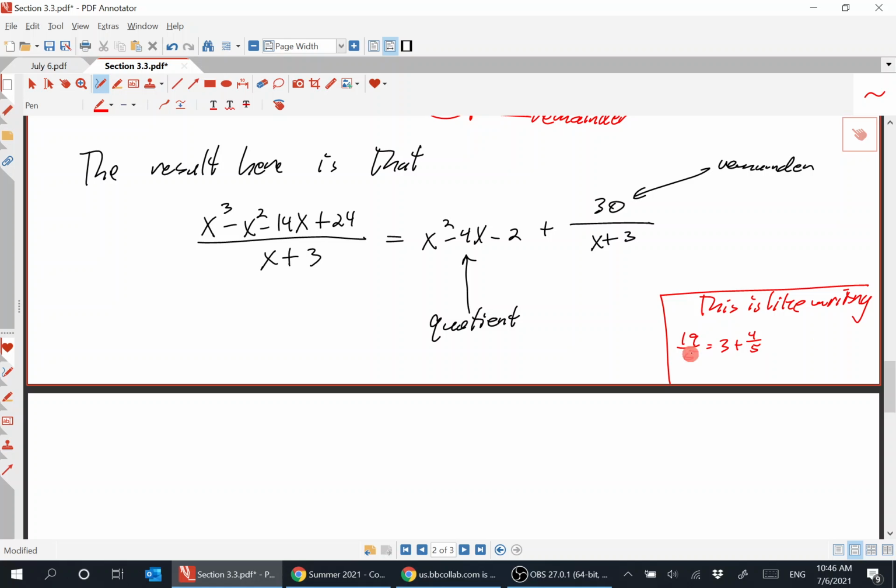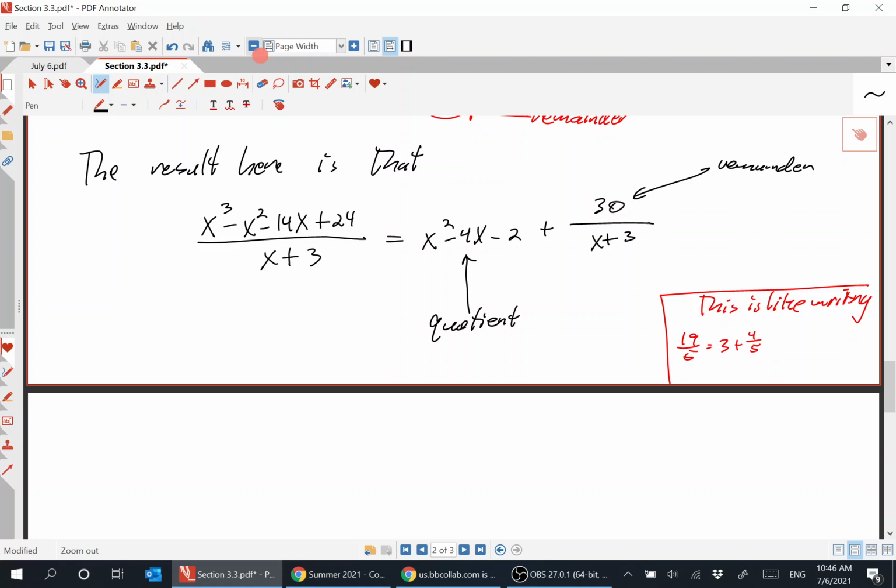So this is like writing 19 over 5 equal to the quotient, which is 3, because 5 goes into 19 3 times, with 4 left over. 3 plus 4 left over divided by 5 still. So that's exactly what we do here. This polynomial divided by x plus 3 is this quotient plus the remainder over x plus 3.